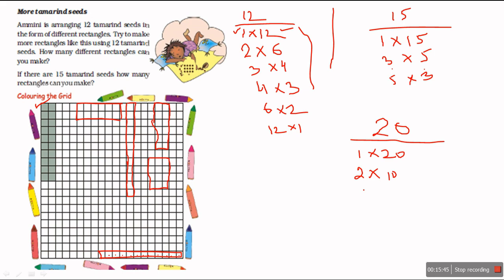3 is not a factor of 20. 4 is a factor of 20, 4 into 5. 5 is also a factor of 20, 5 into 4. 6 is not a factor. 7 is not a factor. 8 is not. 9 is not. 10, 10 into 2. And 20 into 1.